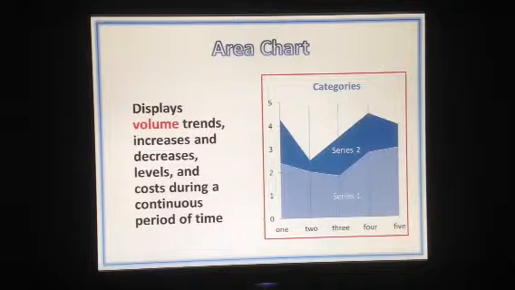Area charts display volume trends. Increases and decreases in levels and costs during a continuous period of time, or commodities. I did a lot of these types of charts for the Chicago Board of Trade and Jewel because they were showing commodities. You'll also notice that I put in some lines here on the chart to make the points easier to read.